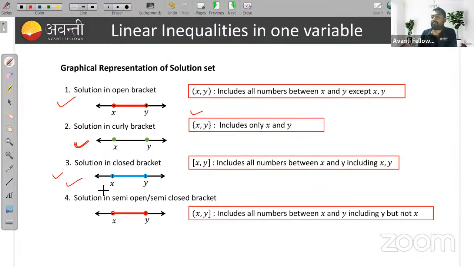And this is the graphical representation. If you are taking a semi-open or semi-closed interval, that means an open bracket is given with one endpoint, and the other endpoint is given with a closed bracket. Those intervals are called semi-open or semi-closed intervals. The element with the open bracket is not included, and the endpoint with the closed bracket is included. Clear, everyone? Sure, let's move.